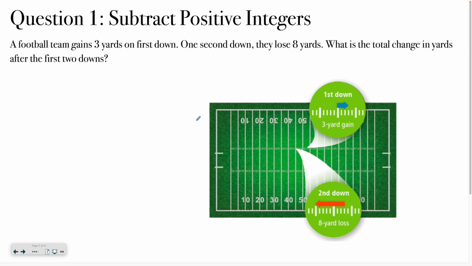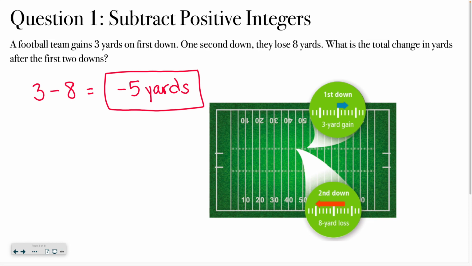All right. Question number 1, this is for you. A football team gains 3 yards on the first down. On the second down, they lose 8 yards. What is the total change in yards after the first 2 downs? So go ahead, maybe reread this problem, set up how you could solve it, and then come up with a final answer. Good luck.